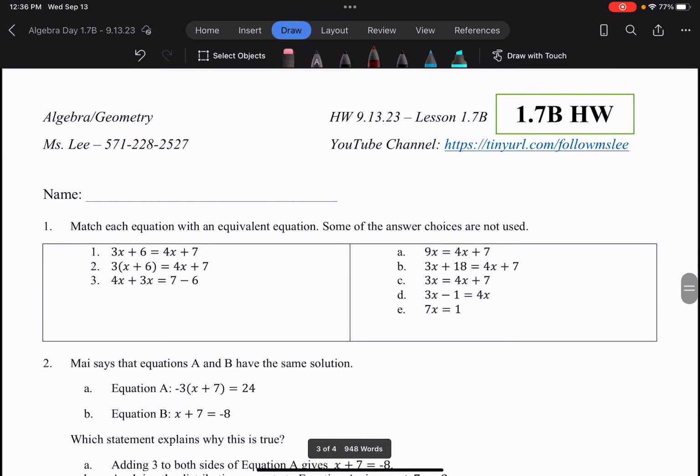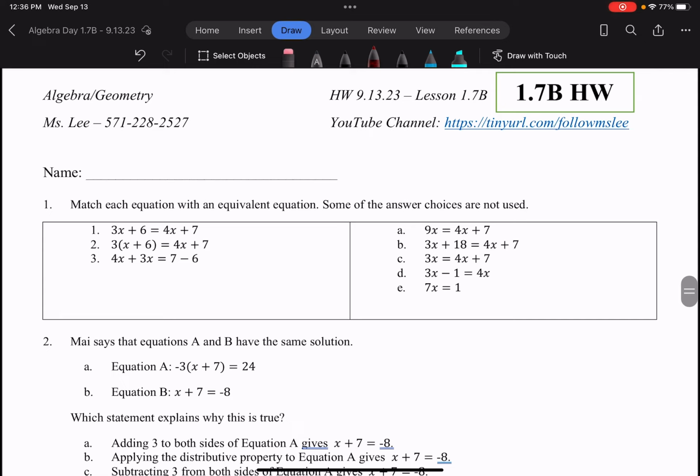All right, so that's just a quick review of the reading that you needed to do. This part right here, we're going to jump right into the homework. It shouldn't take you too long, so I'm going to speed through pretty quickly. All right, so the first one says match each equation with the equivalent equation. Some answer choices are not used.